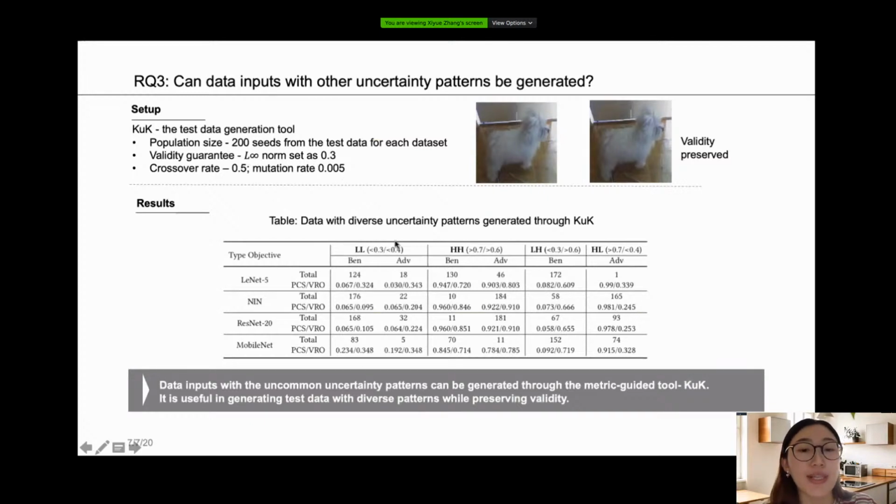When generating inputs with different target patterns, we use the L infinity norm to constrain the perturbation and guarantee the validity of the generated data. The results show that data inputs with different target patterns all could be generated by our metric-guided method while preserving the validity.